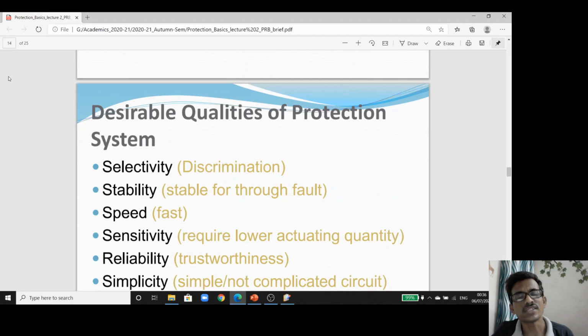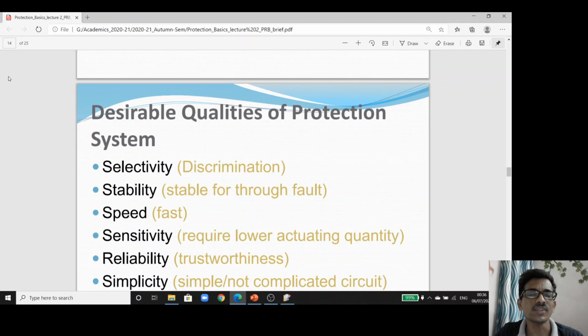Then next, sixth, is simplicity. Your protection system should not be complicated. Otherwise, it is very difficult to check the protection system itself, or there may be a possibility of a fault occurring on the protection system itself. And if a fault occurs on the protection system itself, then again it is a question mark. So whenever you design it, you always try to maintain the simplicity of your protection system. It should be very simple so that anyone can understand it and do the connection as per the requirement. It should not be complicated.